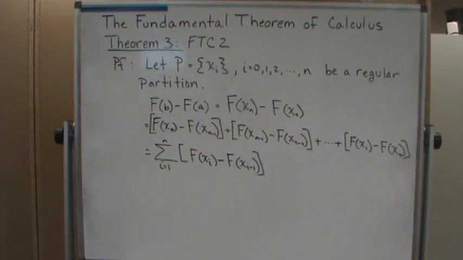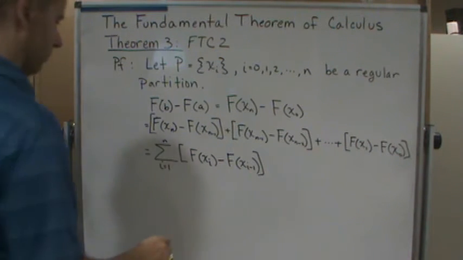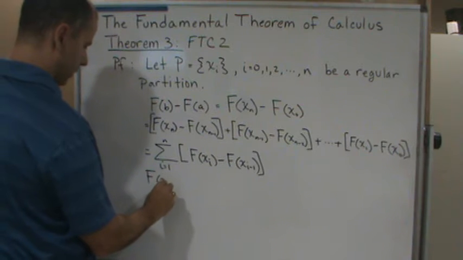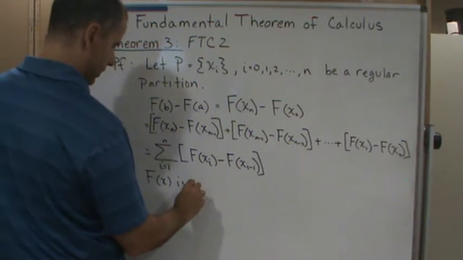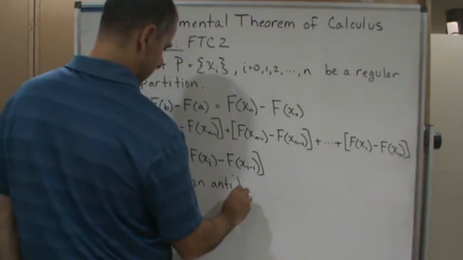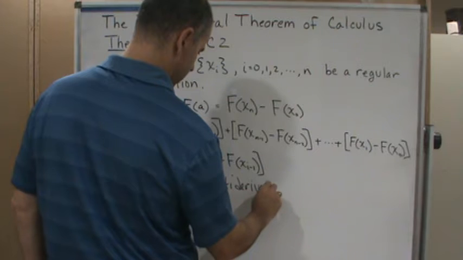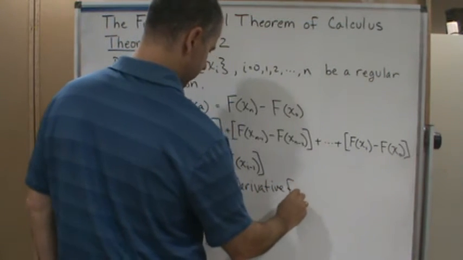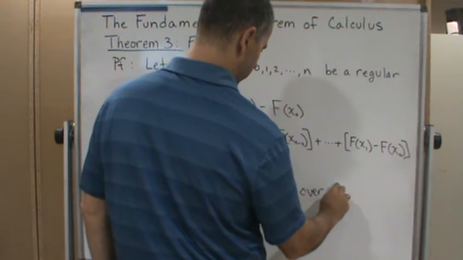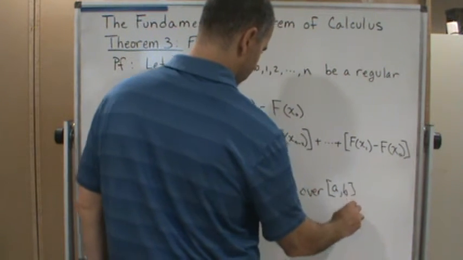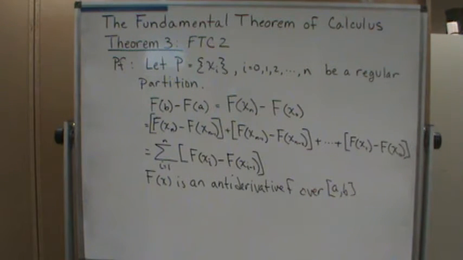Now, we know capital F is an antiderivative of f over a b. Okay? So F of x is an antiderivative of f over the closed interval a b. Okay? So then the mean value theorem says for i equals 0 to n, we can find a c sub i in each interval, or in each subinterval.